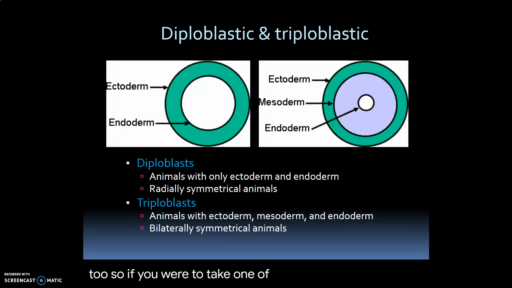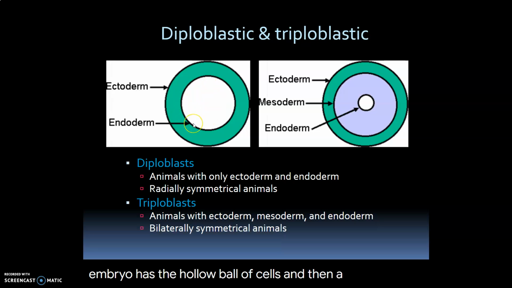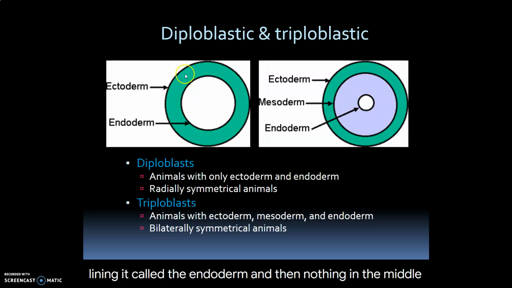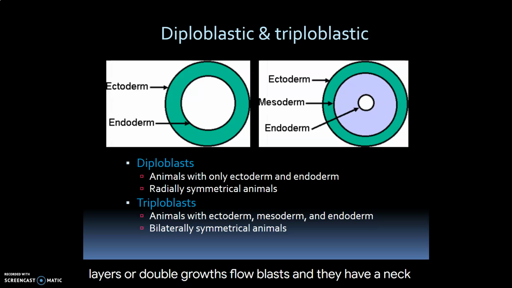So if you were to take one of these embryos, when it has a germ layer, and cut it in half, there's two versions. One embryo has the hollow ball of cells and then a germ layer lining it called the endoderm, and then nothing in the middle. It's basically gelatinous, and then an ectoderm on the outside. And we call these animals diploblasts, meaning double layers. Blast is a word that you normally think of exploding, but it really means kind of coming together, so growing. So double layers or double growths, diploblasts, and they have an ectoderm and an endoderm.